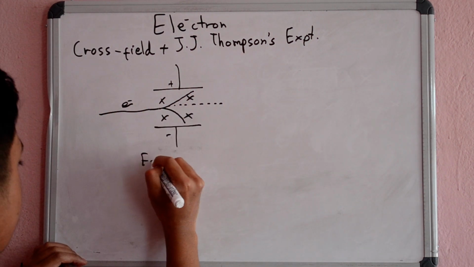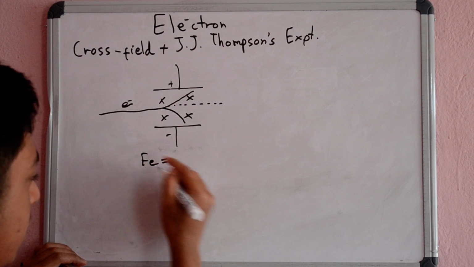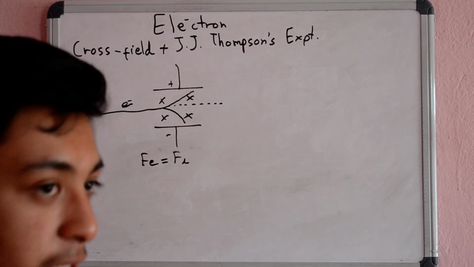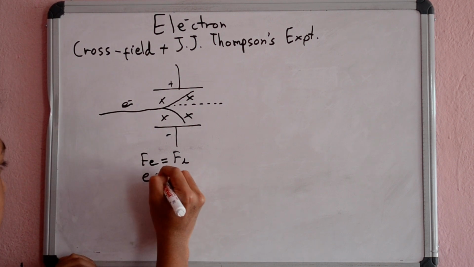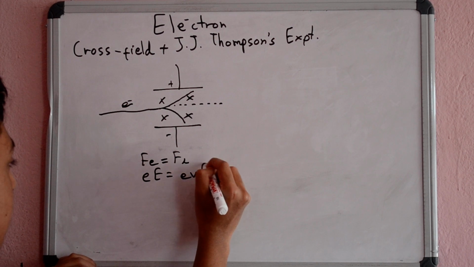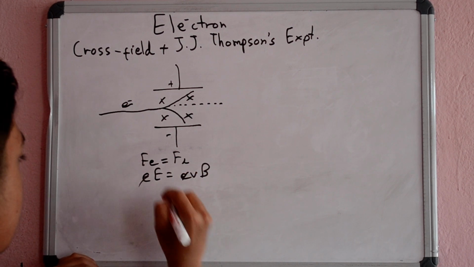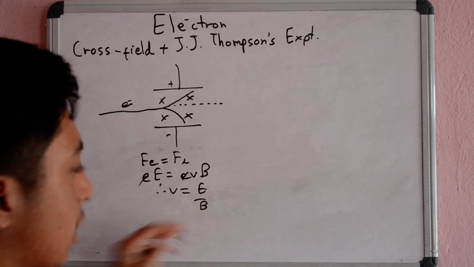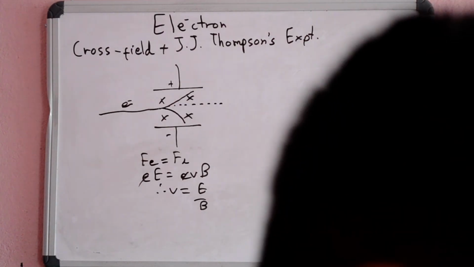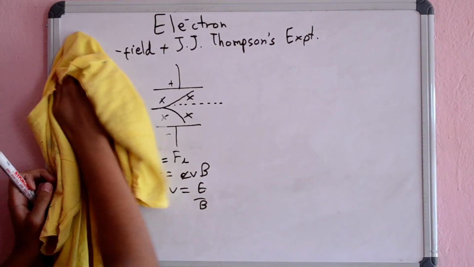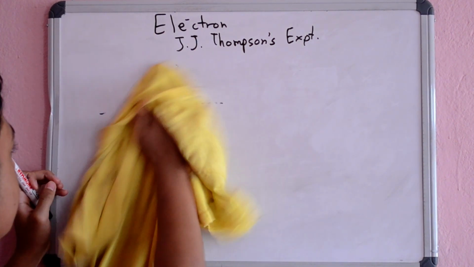So for this to happen, the force experienced by the electric field must be equal to the Lorentz force experienced by the magnetic field. So this is just eE equals to evB. The e's cancel. Therefore, the velocity of the electron is the electric field divided by the magnetic field, v = E/B. This is just cross field, very short. Now time for J.J Thompson's experiment.